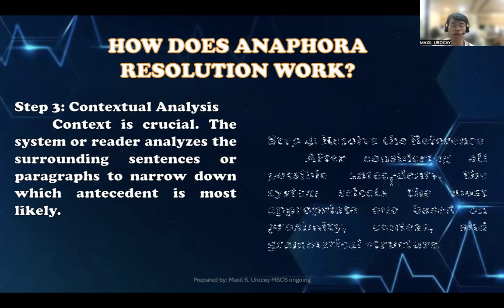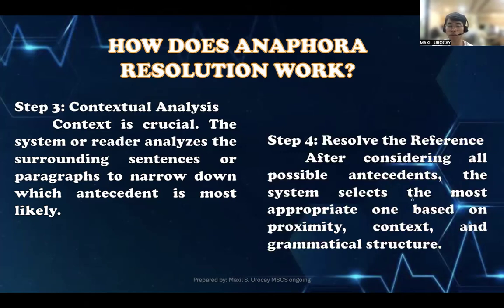And then the next thing will be resolving the reference. After considering all the possibilities, the possible antecedents, the system selects the most appropriate one based on proximity, context, and grammatical structure. So in that one, based on the context, we select the most appropriate antecedent for the anaphor. This step actually helps us to clarify who or what the pronoun refers to.